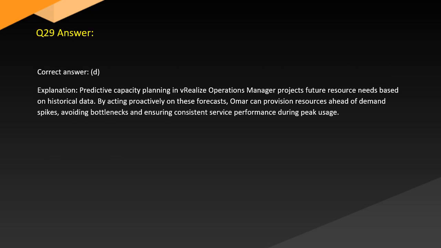Answer. Correct answer: D. Explanation. Predictive capacity planning in vRealize Operations Manager projects future resource needs based on historical data. By acting proactively on these forecasts, Omar can provision resources ahead of demand spikes, avoiding bottlenecks and ensuring consistent service performance during peak usage.